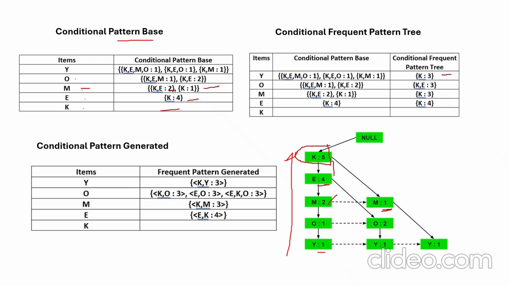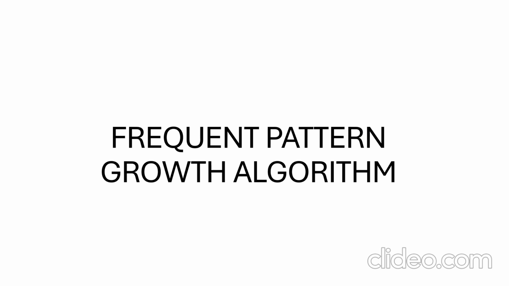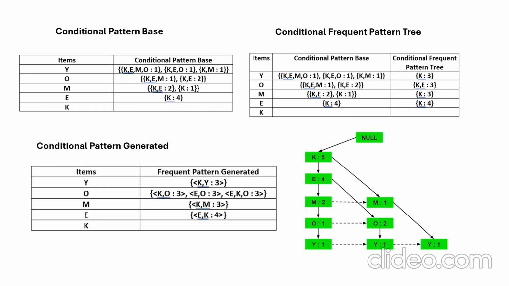Now when you come to E, you have 1 here, you have 1 here. That's all. So E does not have a count of 3 or more, just 2. So I'm discarding E, as I told you. Now M. M has 1 and then 1, just 2. So I cannot take M is 2 because it is not satisfying my minimum support count. Now let me take O, which is 1 and here 1. Again it is 2, so again I'm discarding it. So K is 3 alone is there for the conditional frequent pattern tree.